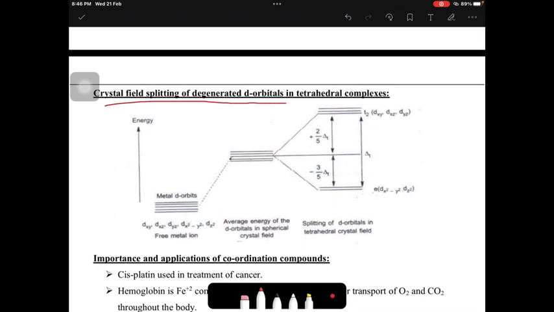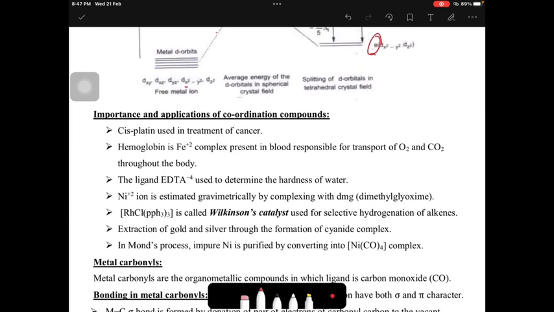Crystal field splitting of degenerate d orbitals in tetrahedral complexes. The d orbitals split into two sets, t2 and e. e is lower in energy, t2 is higher in energy. t2 has dxy, dyz, dxz, opposite to octahedral.